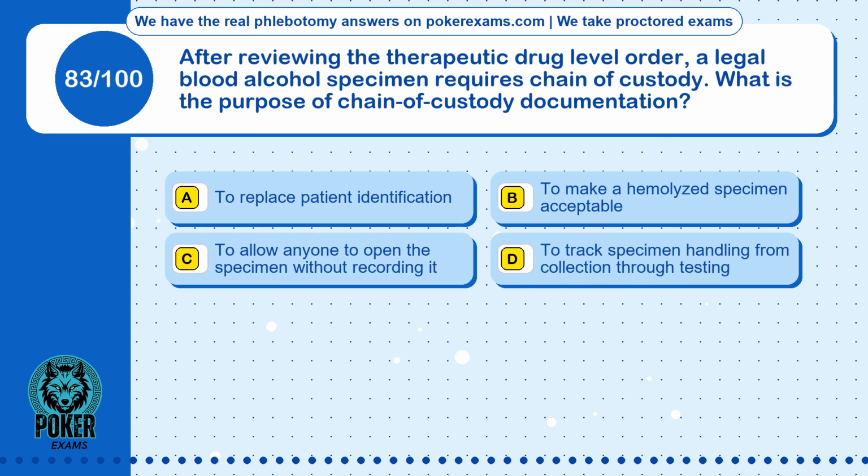Question 83. After reviewing the therapeutic drug level order, a legal blood alcohol specimen requires chain of custody. What is the purpose of chain of custody documentation? Option A. To replace patient identification. Option B. To make a hemolyzed specimen acceptable. Option C. To allow anyone to open the specimen without recording it. Option D. To track specimen handling from collection through testing.